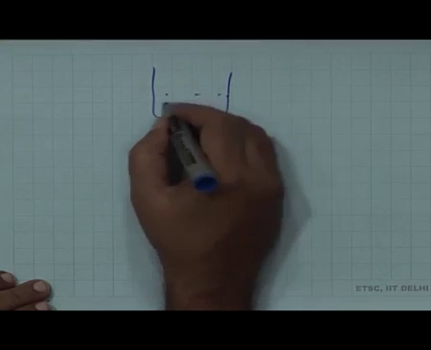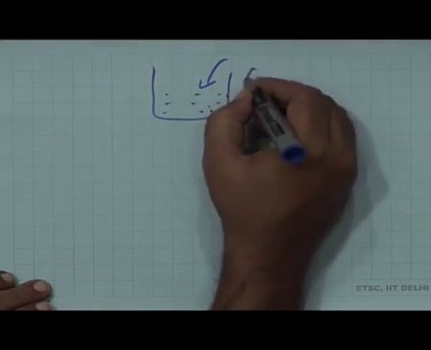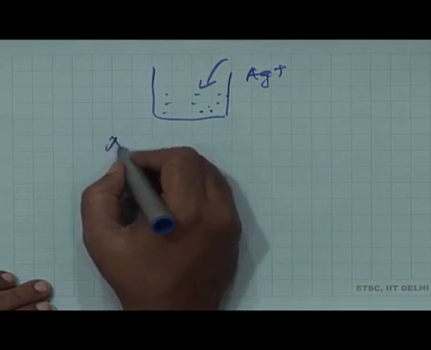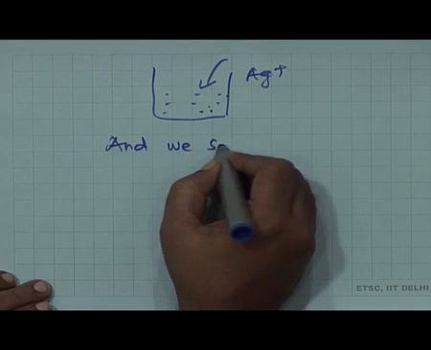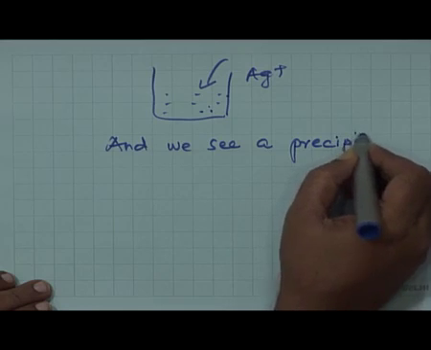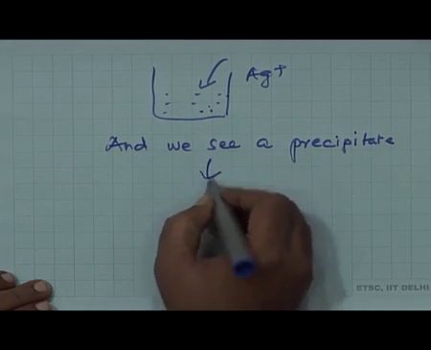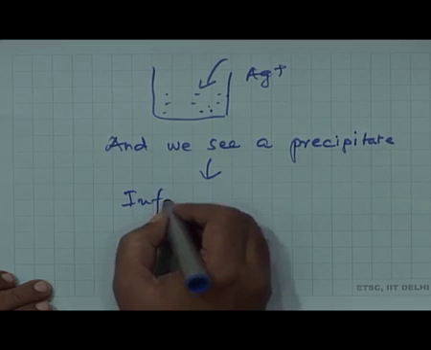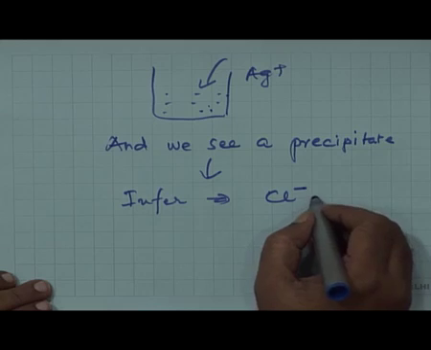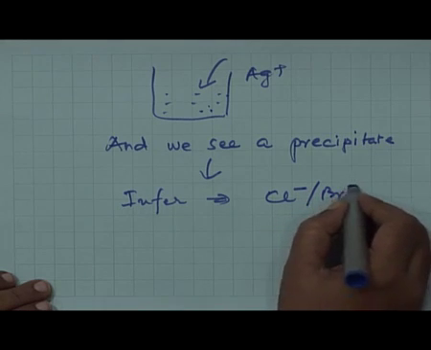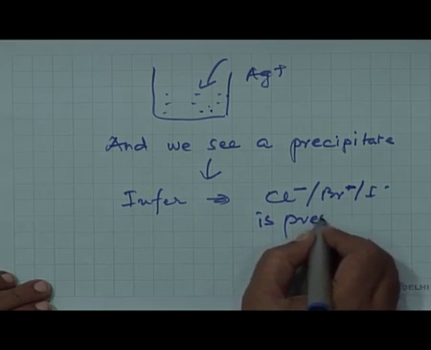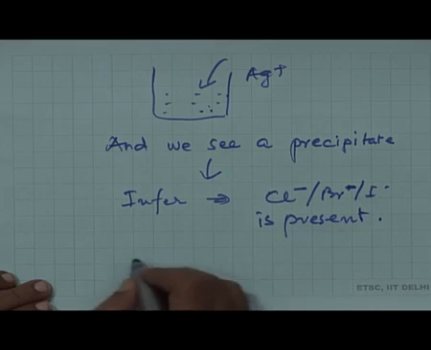Suppose we have a solution and we add Ag+ ion, and we see a precipitate, then we can infer that chloride ion or bromide ion or iodide ion is present. Thanks.